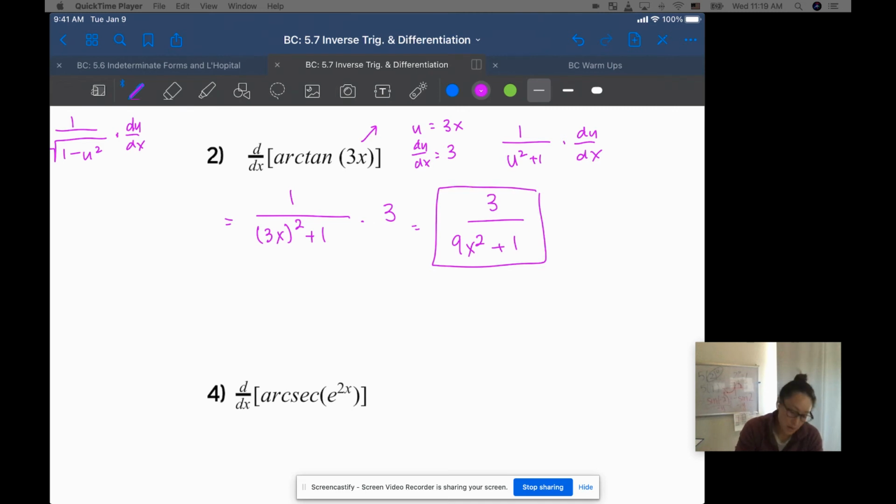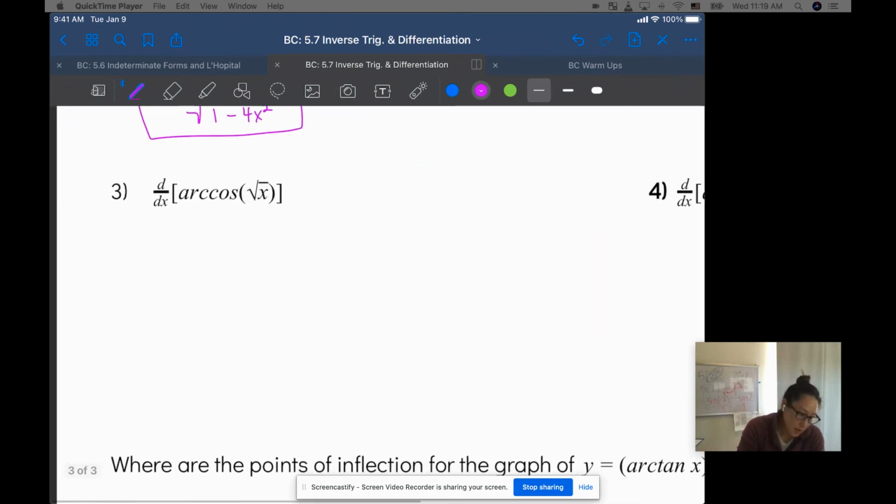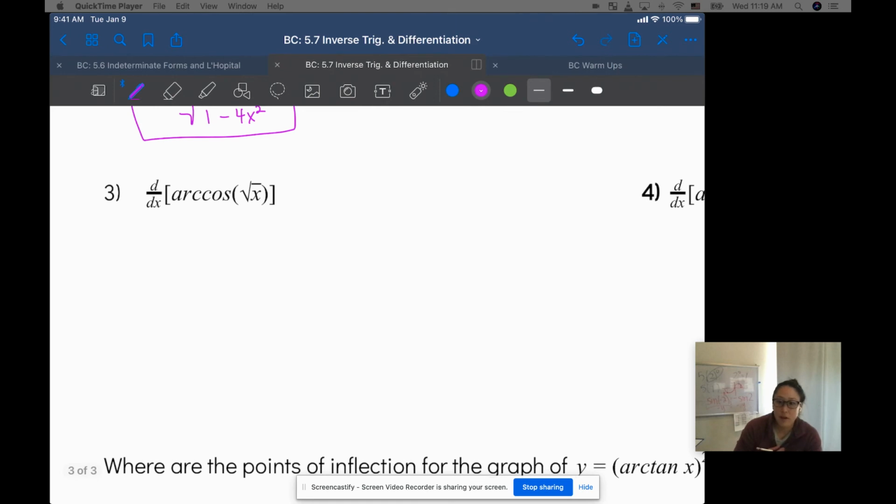All right, number 3. Derivative of arc cosine of root x. So I'm going to make u equal to x to the 1/2 power. Okay, and then I remember that the derivative of arc cosine is the same as arc sine except negative. So it's negative 1 over the square root of 1 minus u squared times du dx.